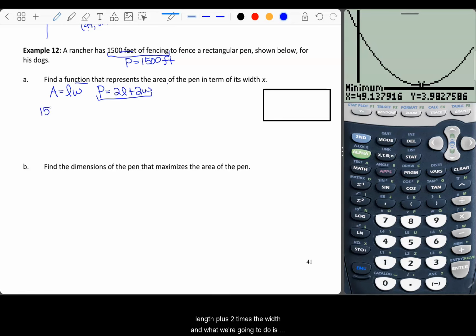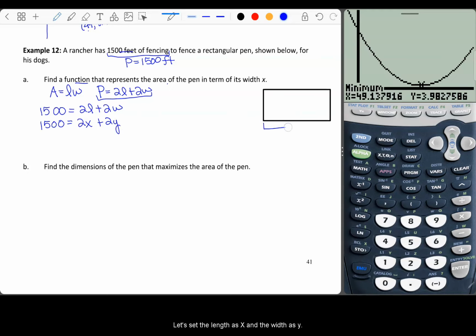And we're going to use 1,500 feet for our perimeter, and solve for one of these variables. Let's set the length as x and the width as y. So length is x and the width is y. I'm going to solve for y, and that will give me the value of y to plug into my area formula. So 1,500 minus 2x divided by 2 is 750 minus x.